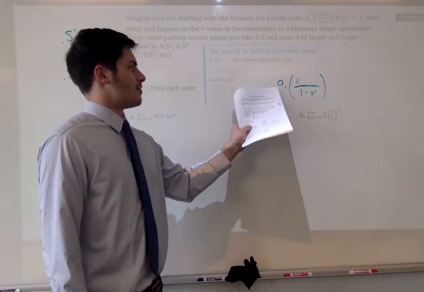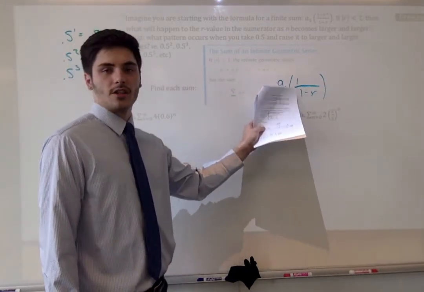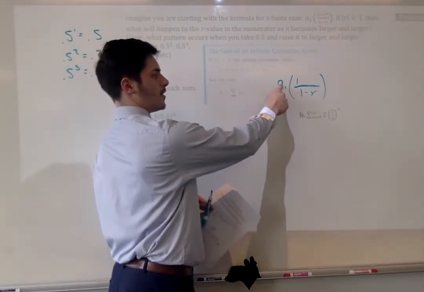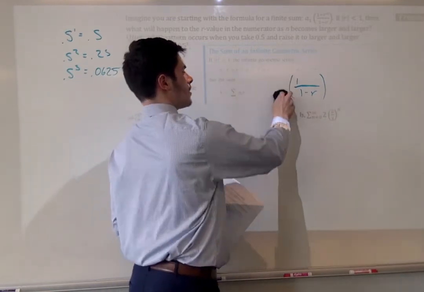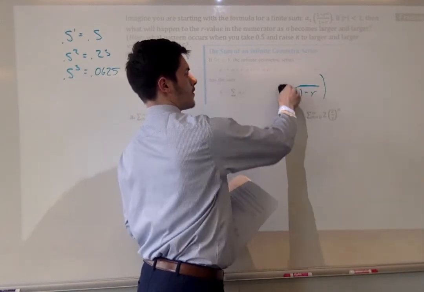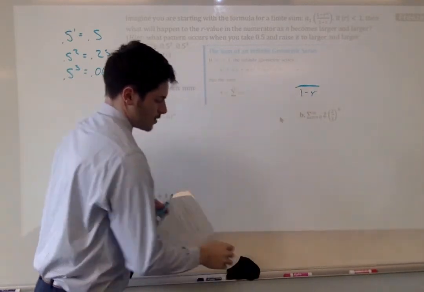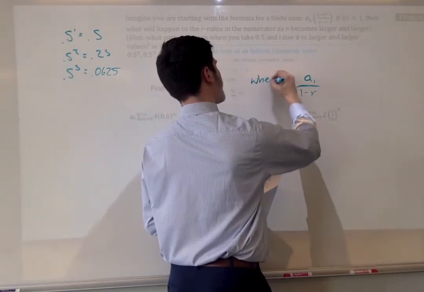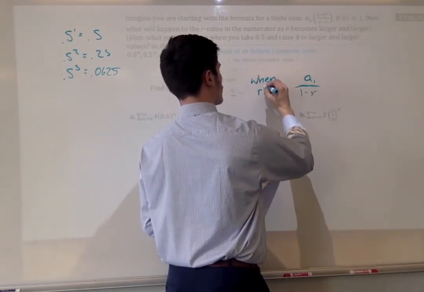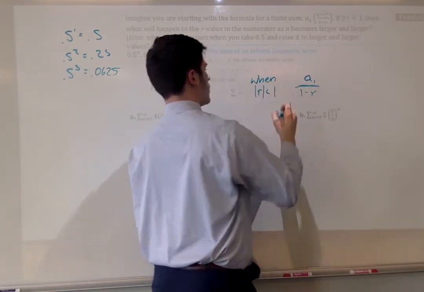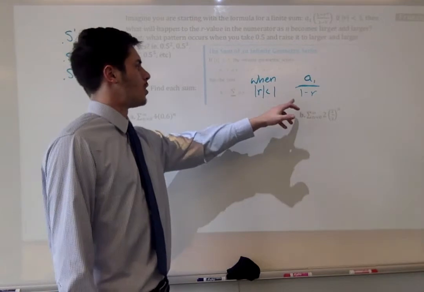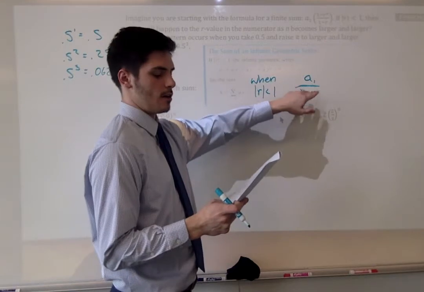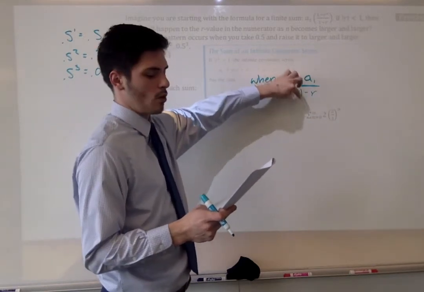And out front here, we just have this term multiplied by everything in the parentheses. So what we could do is we can simplify this and throw the initial term, a sub 1, in the numerator. Because it's just a sub 1 times 1 to get a sub 1 again. So when the absolute value of r is less than 1, the sum of the sequence is the initial term divided by 1 minus r.